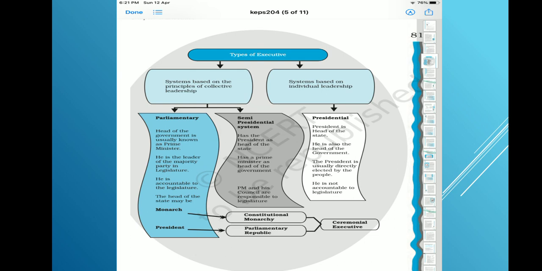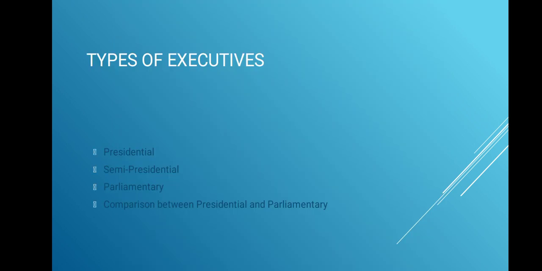In the presidential one, where the president is the head of government and head of state, that is a parliamentary type of government, and this is known as a parliamentary republic. In both constitutional monarchy and parliamentary republic, the executive is ceremonial. Now we come to the presidential type of government.